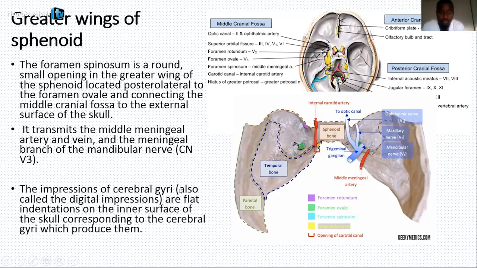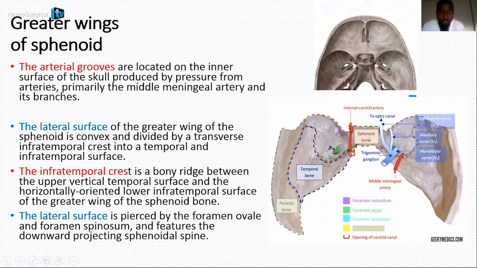The arterial grooves, like you can see here, are located on the inner surface of the skull, produced by pressure from artery, primarily the middle meningeal artery and its branch.